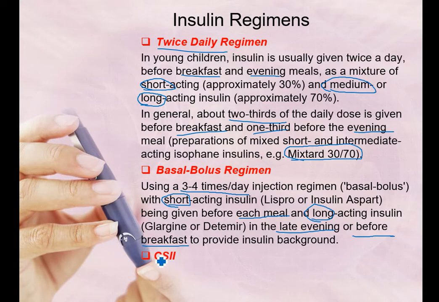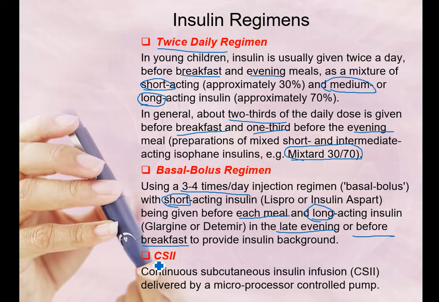Continuous subcutaneous insulin infusion, delivered by a microprocessor-controlled pump. This is another type of regimen, but the commonly used regimen is the twice daily regimen, twice a day before the breakfast and before the evening meal, of mixed insulin therapy. 2/3 of the daily dose is given in the morning before the breakfast, and 1/3 of the dose is given in the evening before the evening meal.